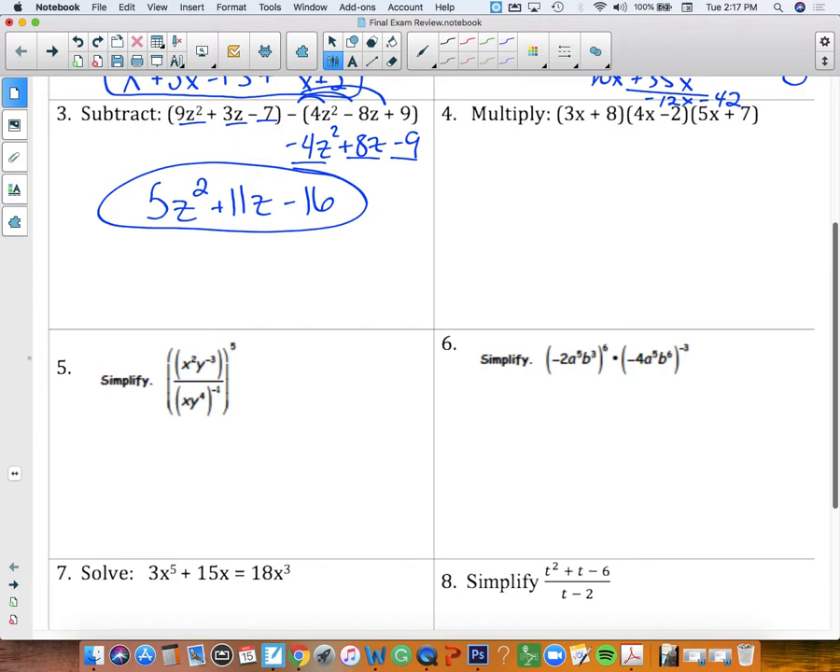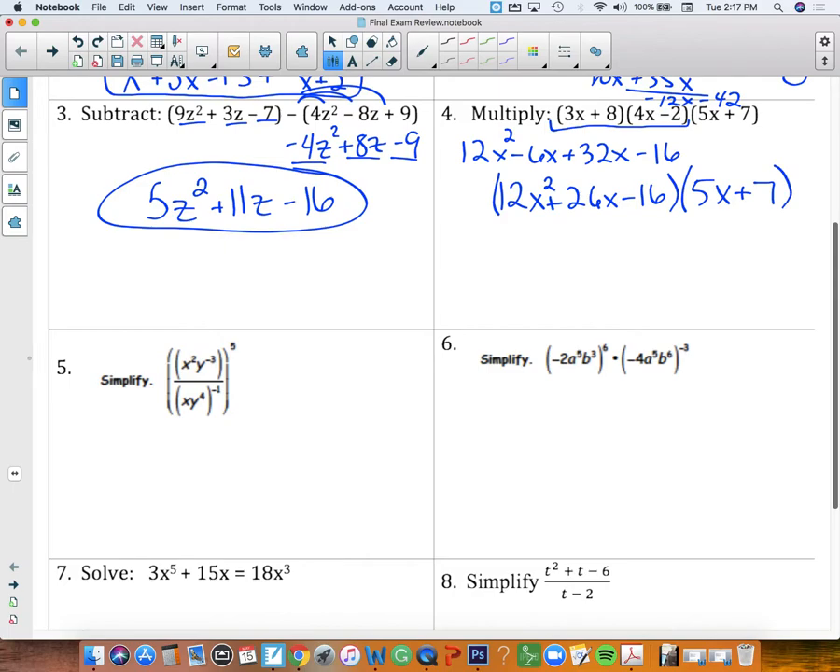For 4, multiply. This is kind of big. So what you've got to do is take these first two and multiply them out first, which is going to give me 12x squared minus 6x plus 32x minus 16. Combine like terms: 12x squared plus 26x minus 16. I think I might need a calculator for this one.